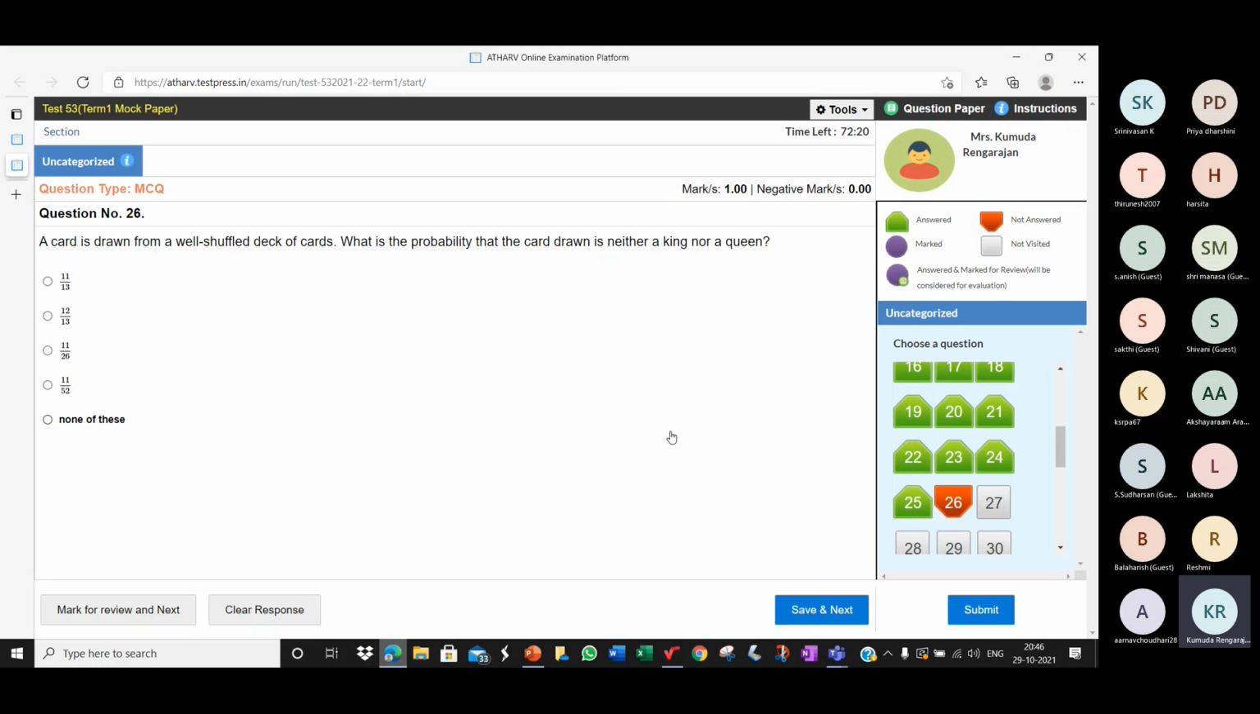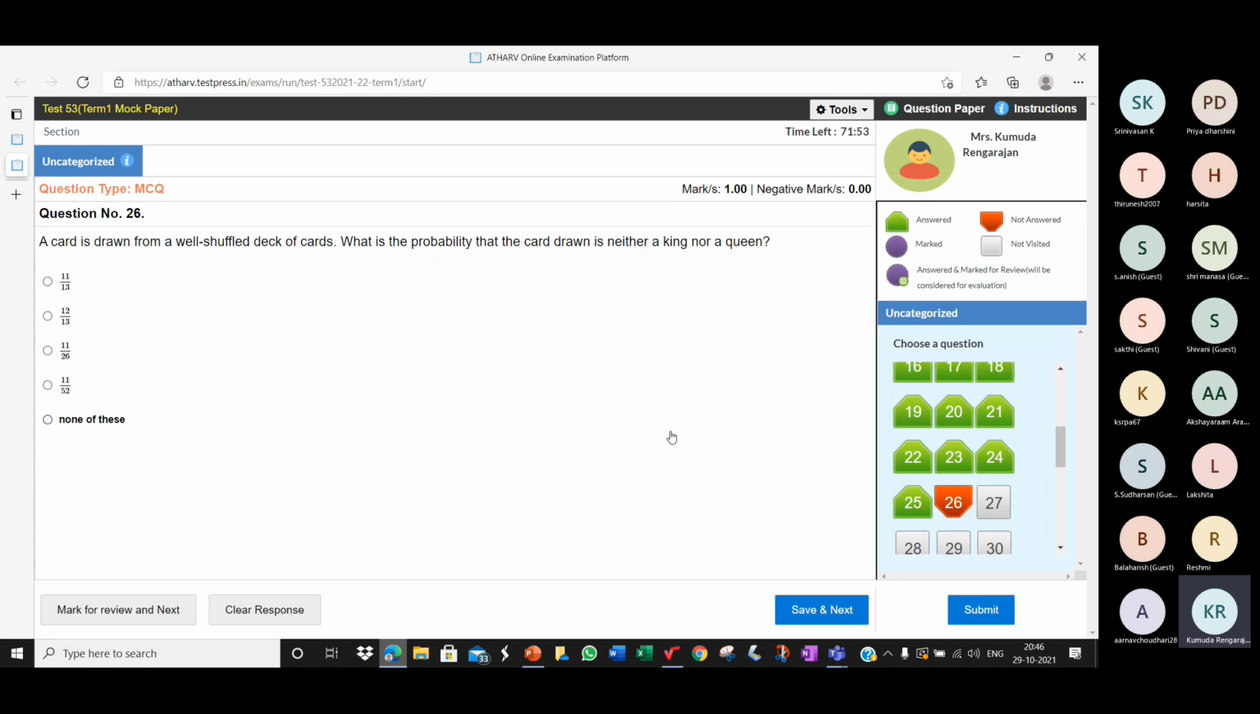A card is drawn from a well-shuffled deck of cards. What is the probability that the card drawn is neither a king nor a queen? That is, you're saying, I don't want a queen, I don't want a king. So if you get a king or a queen, that's not your favorable outcome. Favorable is other than king and queen.